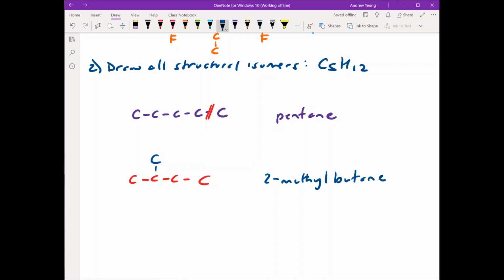Okay. We could have tried putting this carbon on what would have been position number 3, but being the only branch, I would have counted the parent the opposite way here. That would also be 2-methylbutane. That's the only one that I have. So that's the only methyl substituent isomer that we have.